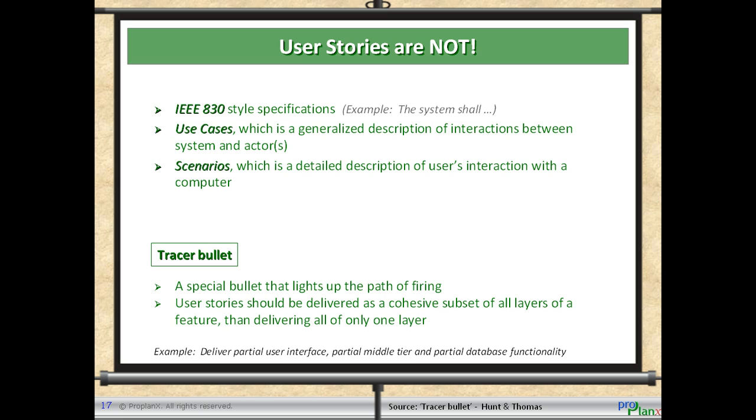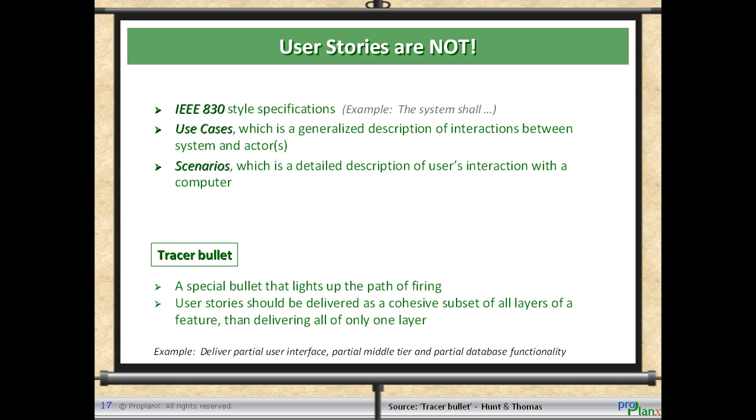User stories are not as complex as the IEEE specifications or as detailed as the use cases and scenarios. In the IEEE 830 style specifications, the requirements are written in an impersonal form. For example, the system shall have, and so on. Thankfully, user stories are not written in this impersonal form. User stories are not use cases, which is a generalized description of interaction between a system and actors. Finally, they are not scenarios, which is a detailed description of users' interaction with a computer.